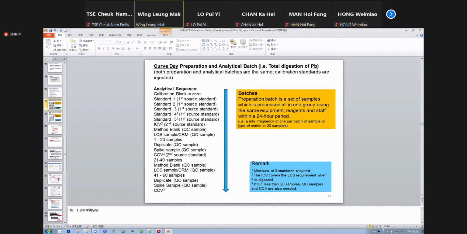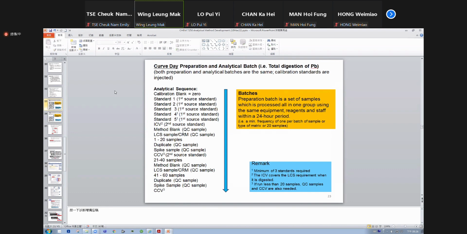Let's see the analytical procedure. For example, you are preparing the calibration curve and conducting the analysis for the total digestion of lead. Okay. Normally, the sequence will be like this.